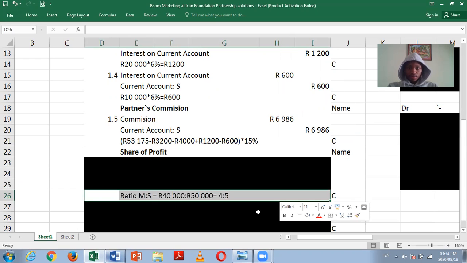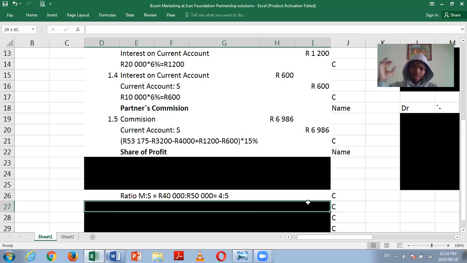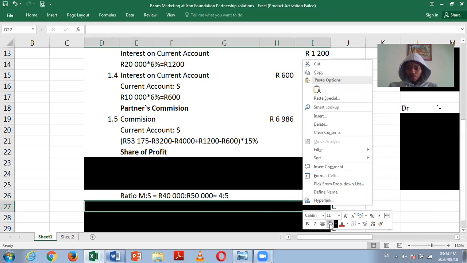So let's see. They say the ratio, the split of the profit or loss, is based on their capital contribution. So M contributed 40,000 and then S contributed 50,000. So just say 40 is to 50, right? And then you divide everything by the common divisor, which is 10,000. And then you get 4 is to 5, right? Okay, and then now let's see our remaining profit. So remember, we need to take everything into consideration, from the profit to the interest on capital, interest on current account, and the commission, right? Before we share our profit or loss.